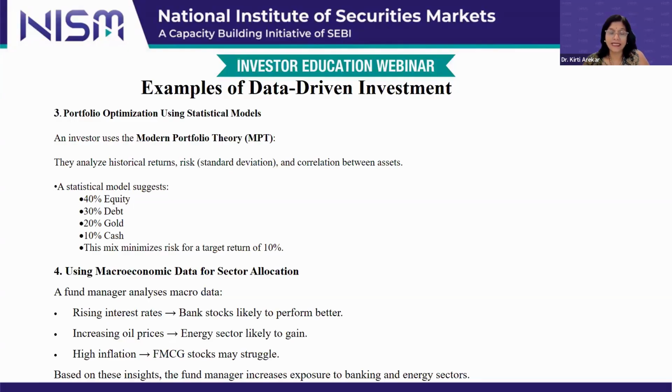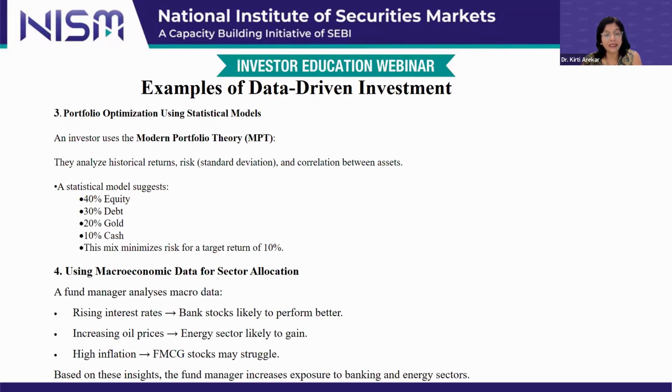So automatically the statistical model suggests that out of the total money, you can invest 40% in equity, 30% in debt, 20% in gold, 10% in cash. But in this case, the objective will always be clear: the model automatically maximizes the return and minimizes the risk for your target return of 10%. That is one more example which we use in safest portfolio design, to prepare a portfolio for the investors.